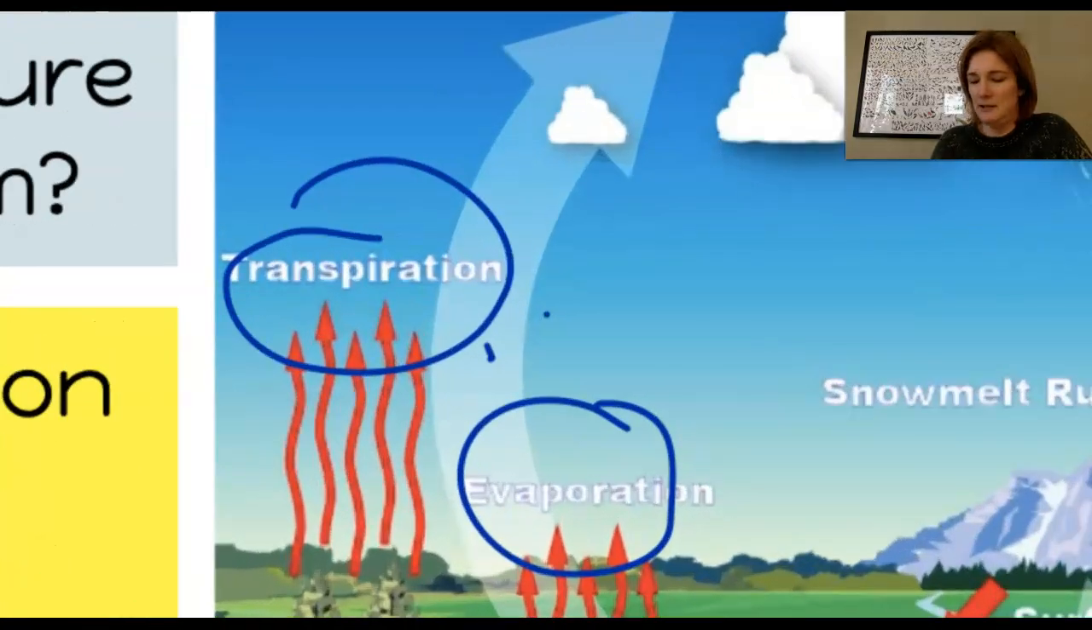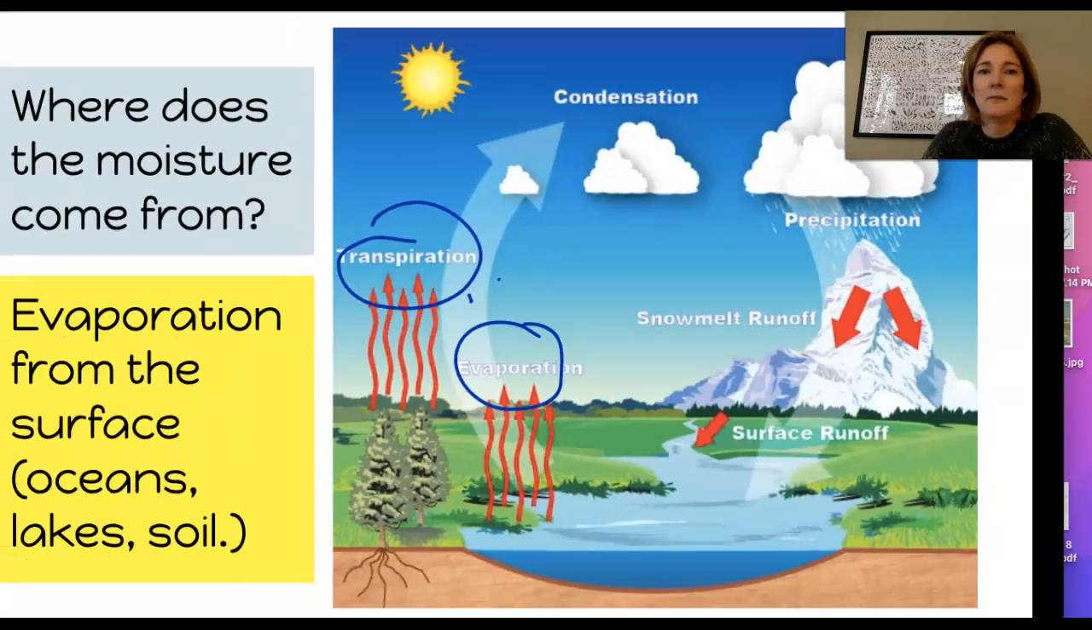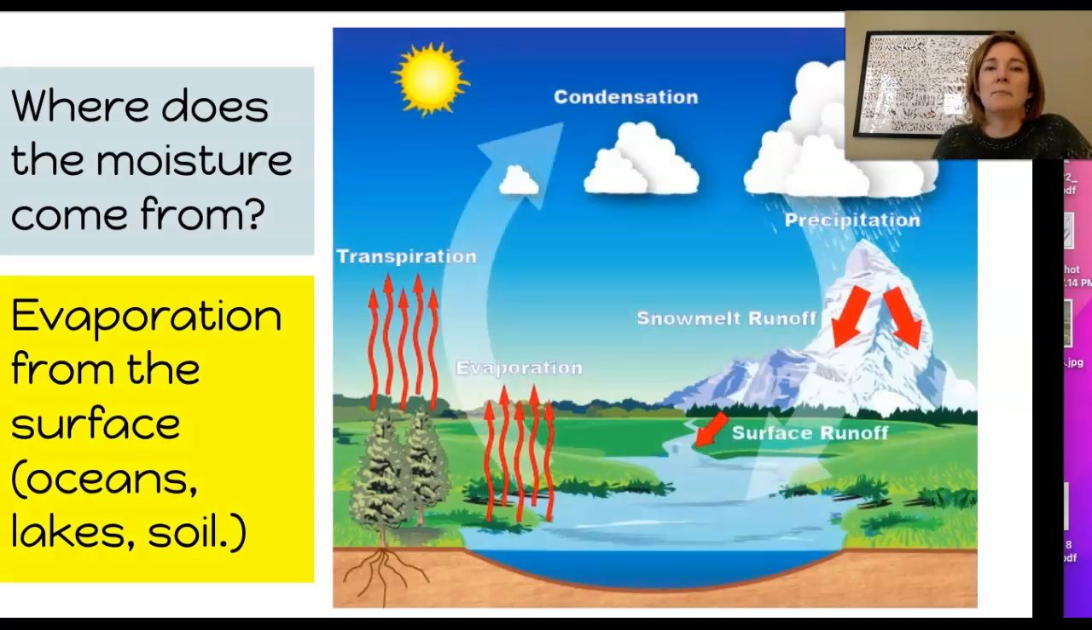I need to figure out how to make that not happen. Evaporation and transpiration, otherwise known as evapotranspiration, put moisture into the air. So that's where it comes from.